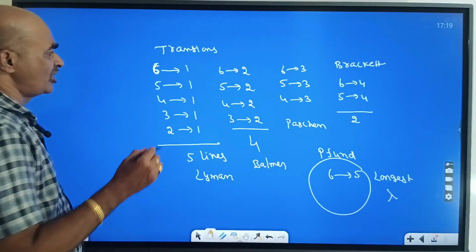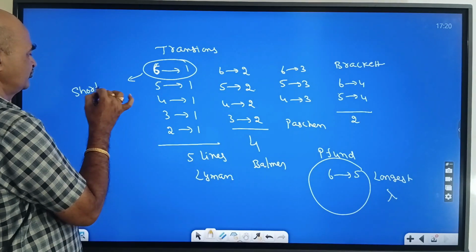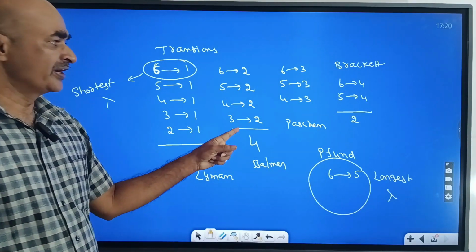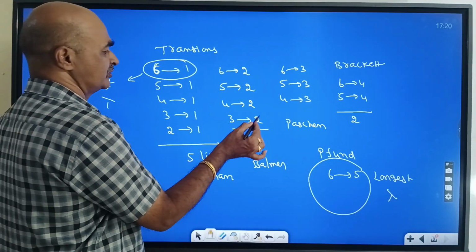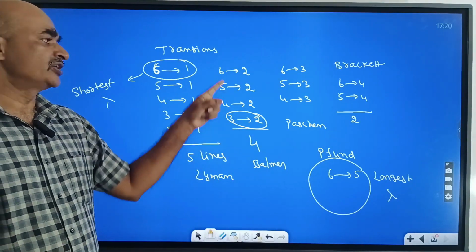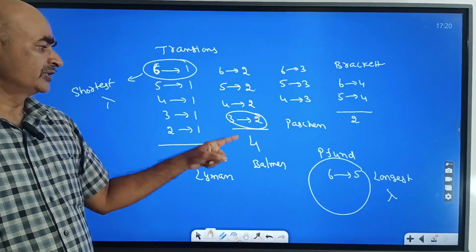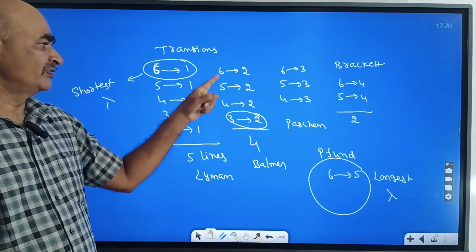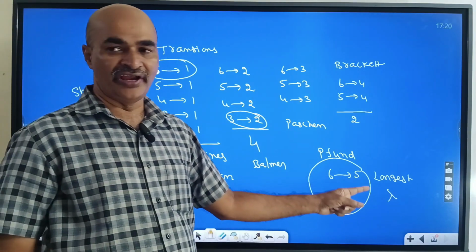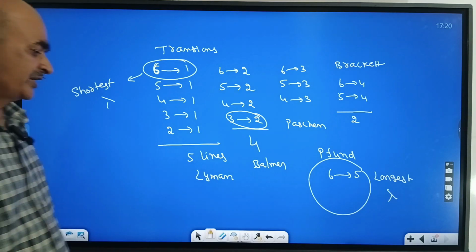Shortest wavelength, shortest lambda, is 6 to 1. In the visible region, the longest wavelength is 3 to 2. Shortest wavelength in the visible region particularly is 6 to 2. Particularly in the visible region, shortest wavelength 6 to 2, longest wavelength 3 to 2. Overall, longest wavelength is 6 to 5 and shortest wavelength is 6 to 1. Okay, next.